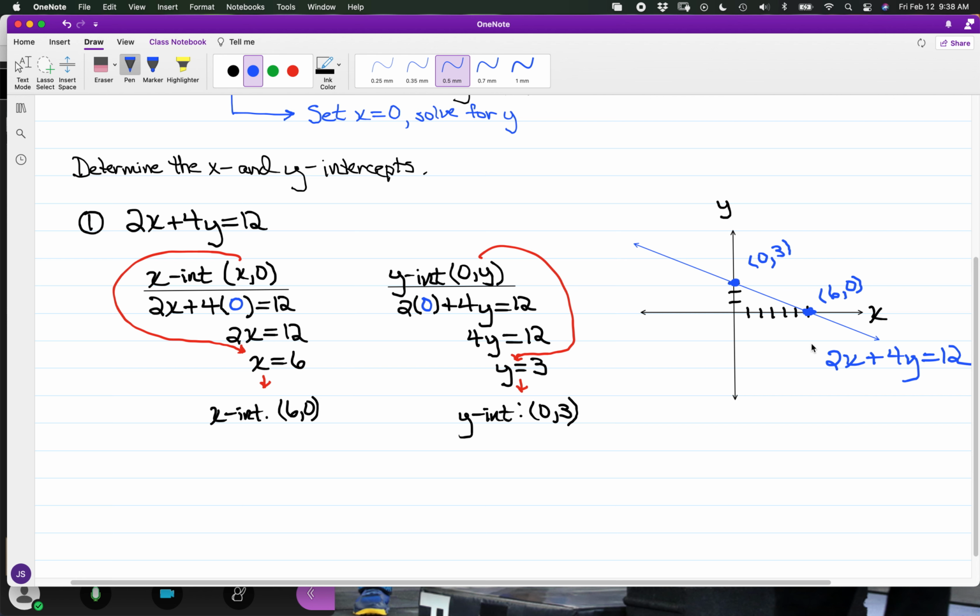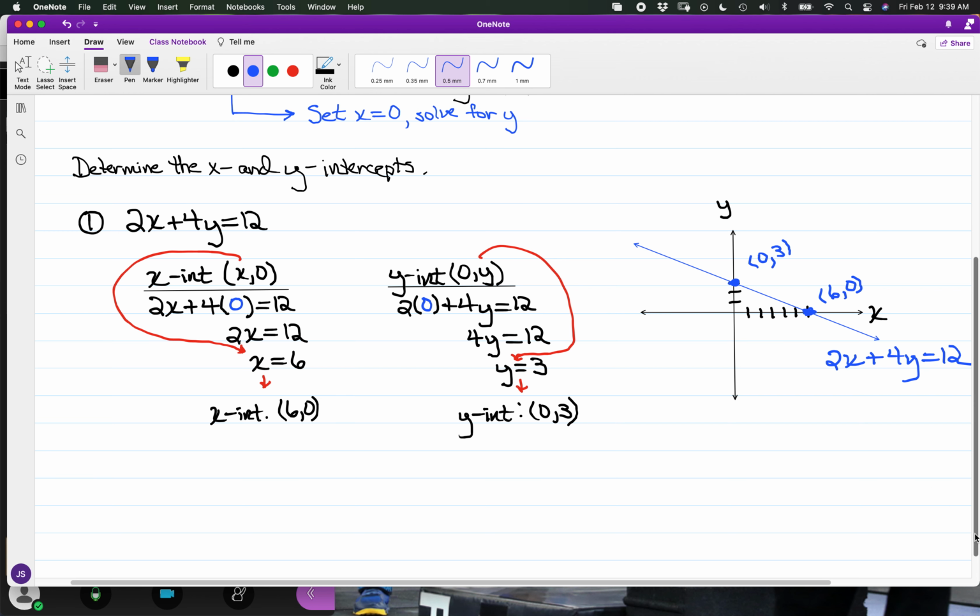And once again, this is going to be a function, because if you were to apply the vertical line test, you have at most 1 point as a vertical line intersects the line for all x values.